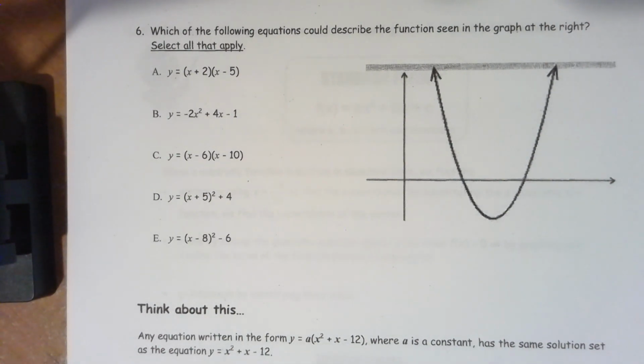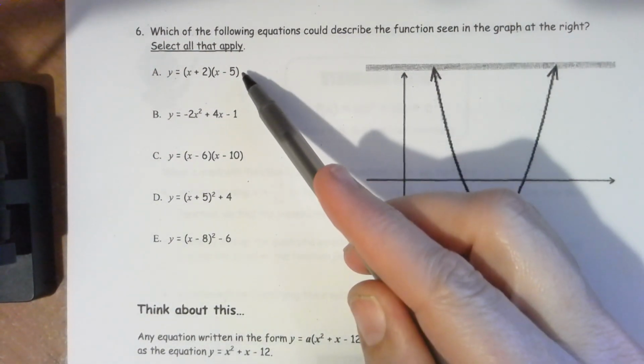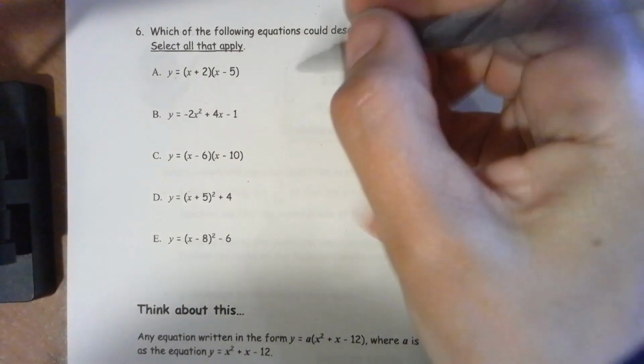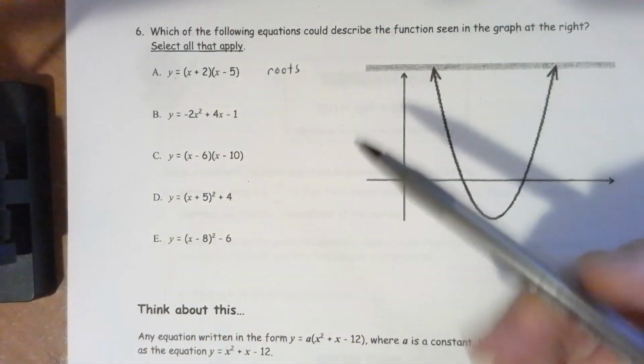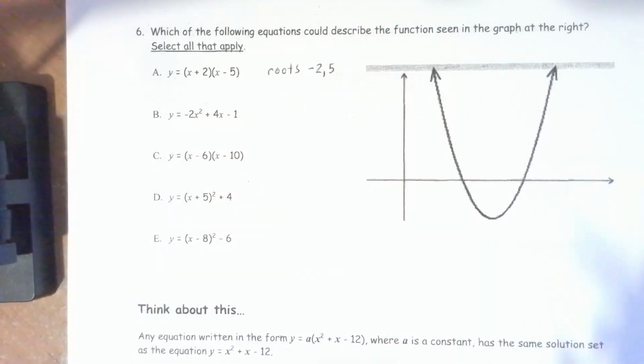Okay, we're back. Let's see how you did. So looking at A, I recognize this is in factored form. And when it's in factored form, I can easily see the roots. So I know the roots are the opposite of what I see in the parentheses. So the roots are a -2 and a +5.